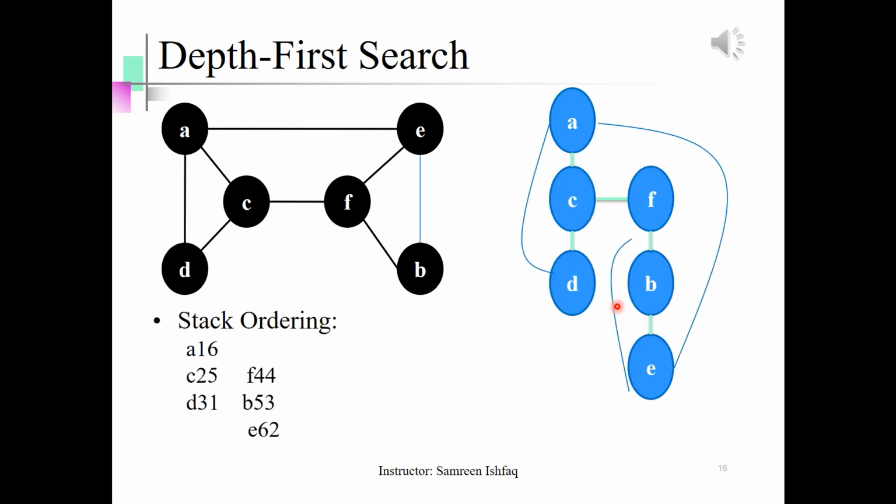This is the final output of the DFS traversal with stack ordering. We have visited all the nodes in this order. First we have visited node A, then C, D, F, then node B and E.